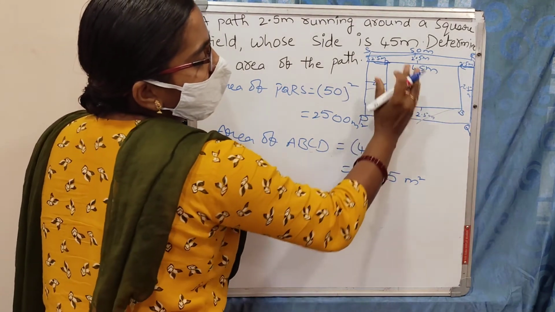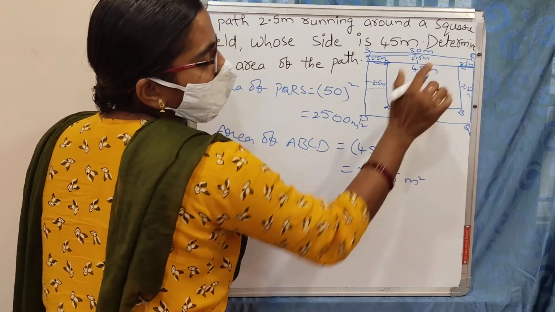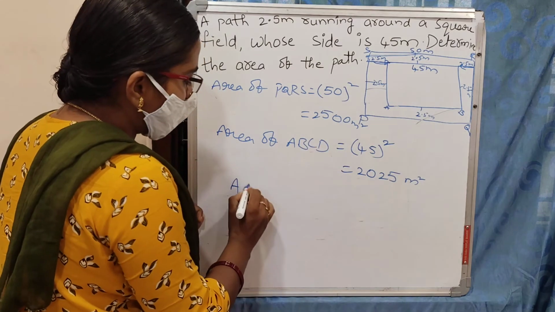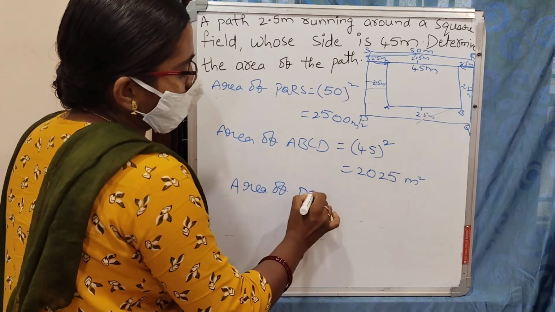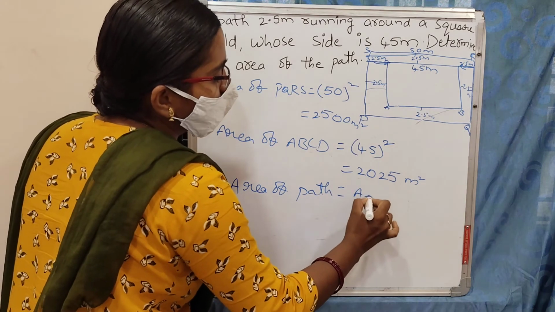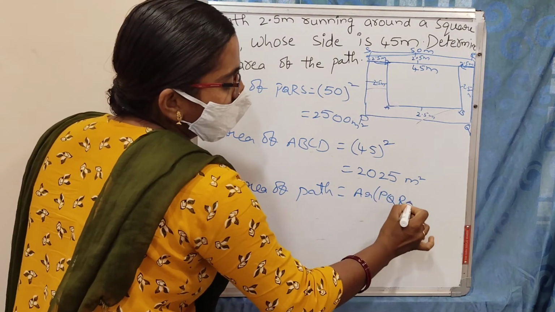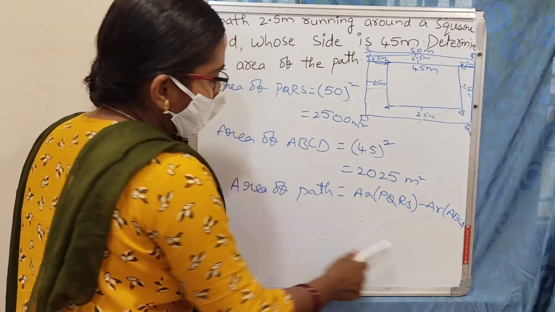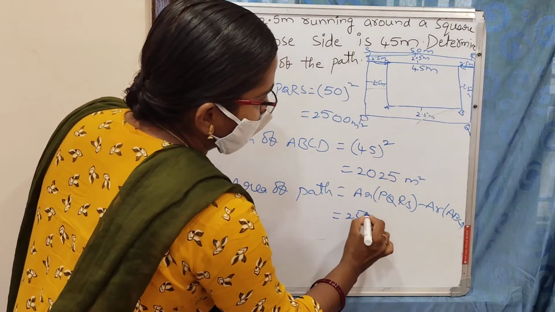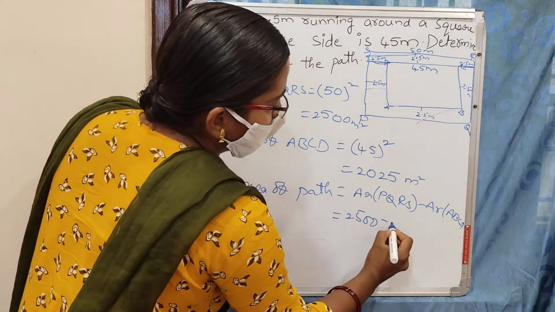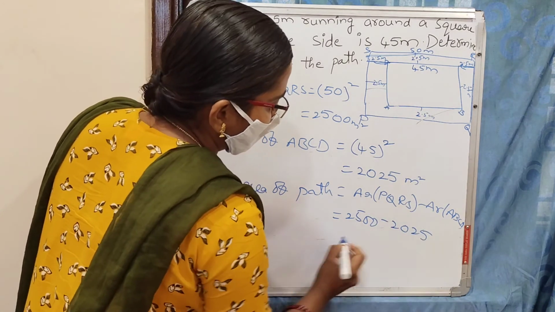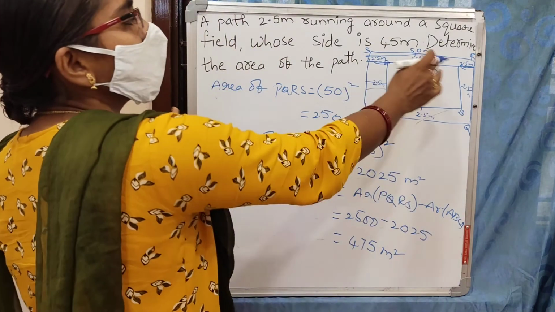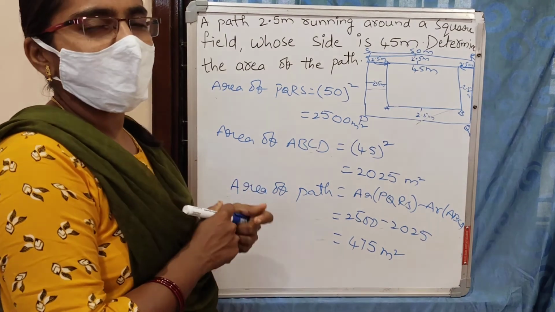So if you subtract ABCD from PQRS, you will get the area of this path only, na? So the area of the path is equal to the area of PQRS minus the area of ABCD. So the area of PQRS is 2500 minus the area of ABCD is 2025. Now this is 475 meter square. So the area of this path is 475 meter square.